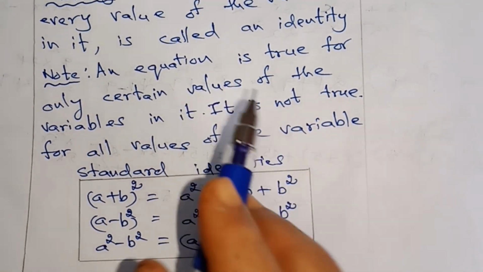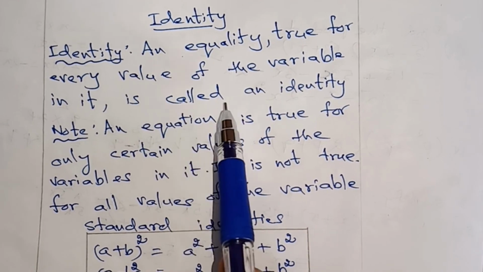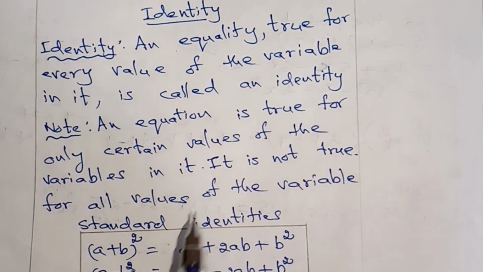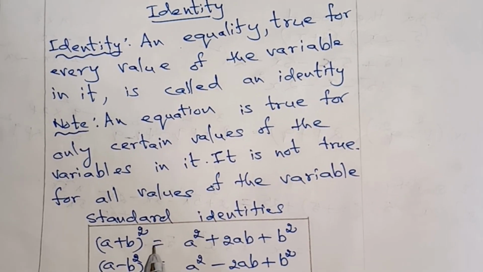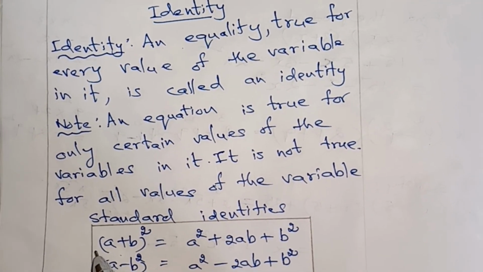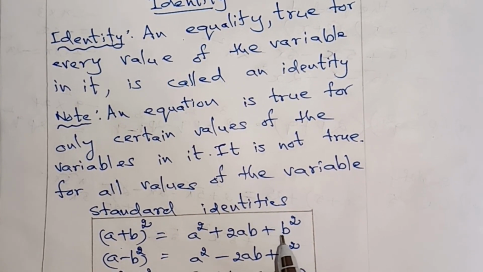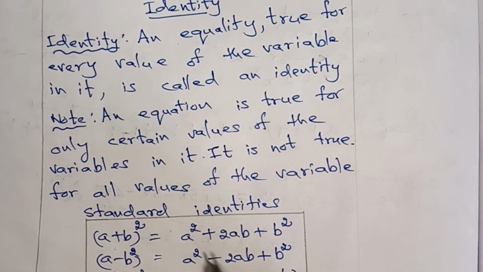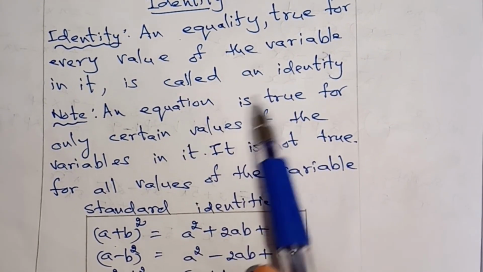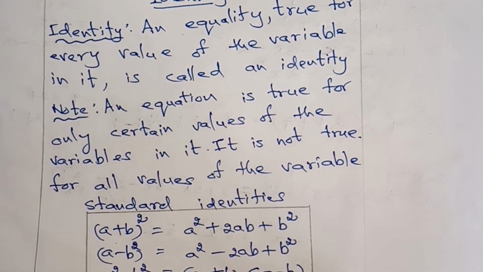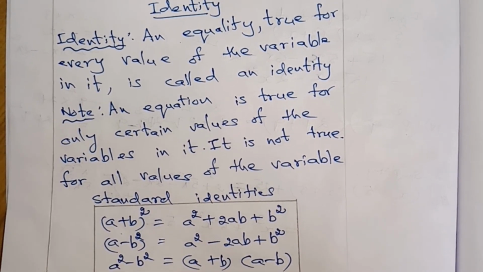So what is an identity? An equality true for every value of the variable in it is called an identity. So this is the equality, and this equality. For example, if you take LHS a plus b whole square and RHS a square plus 2ab plus b square, you substitute any values, the answer will be the same. So an equality true for every value of the variable in it is called an identity. These are the standard identities. There is one more identity that we will see in the next class.